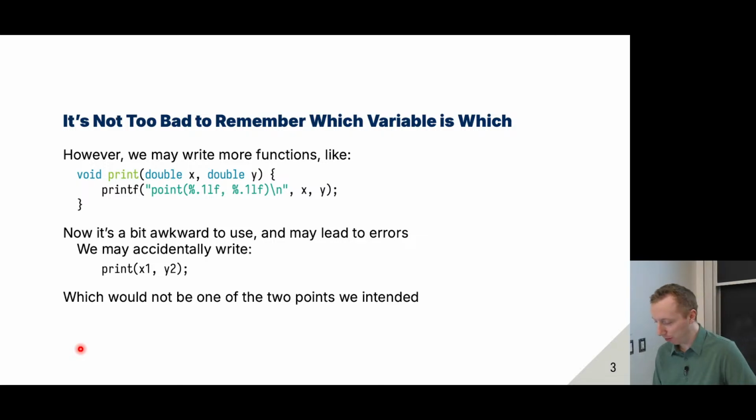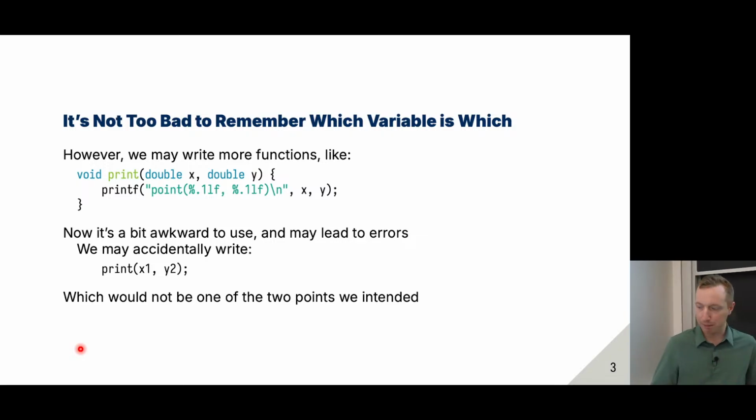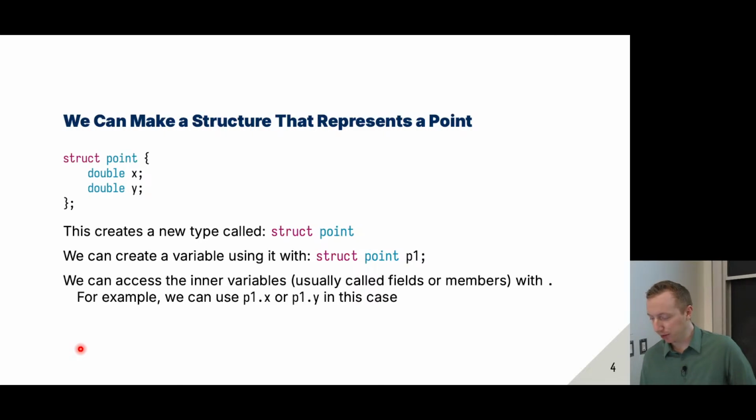might not be one of the 2 points we intended, and debugging it might be confusing because you just don't expect that. So since we learned what a structure is, we can just make a structure that represents a point.